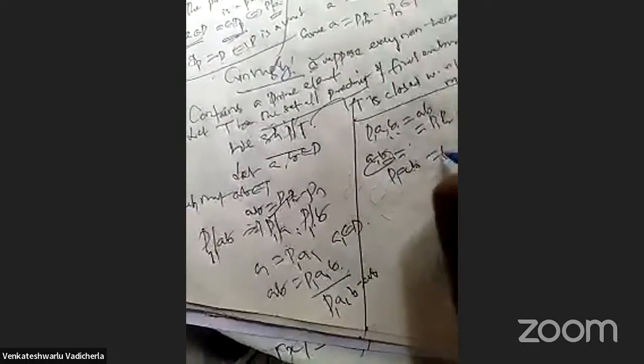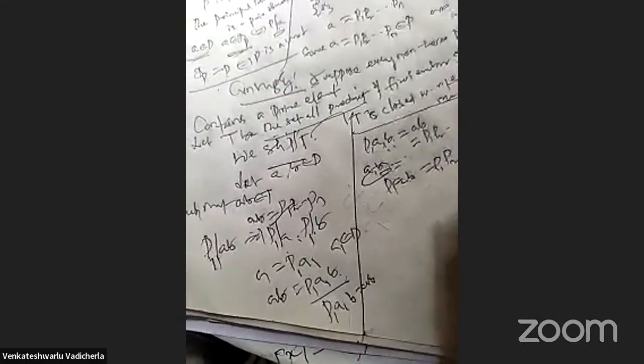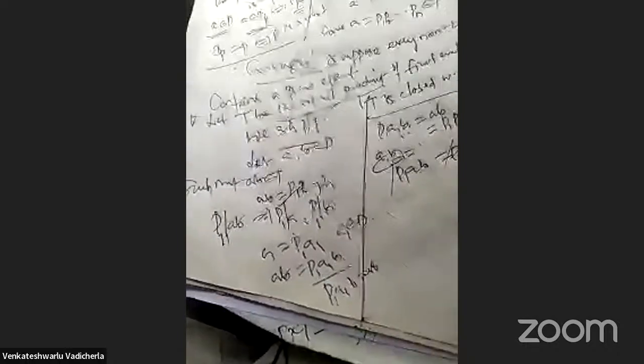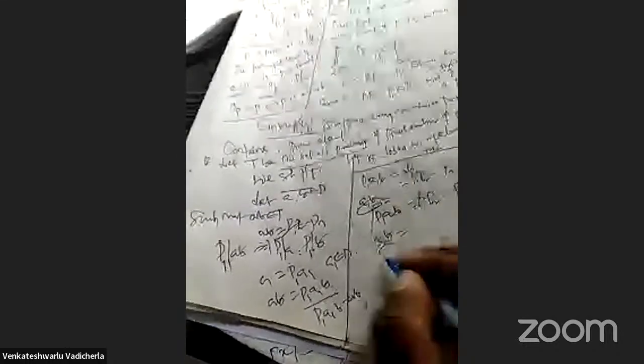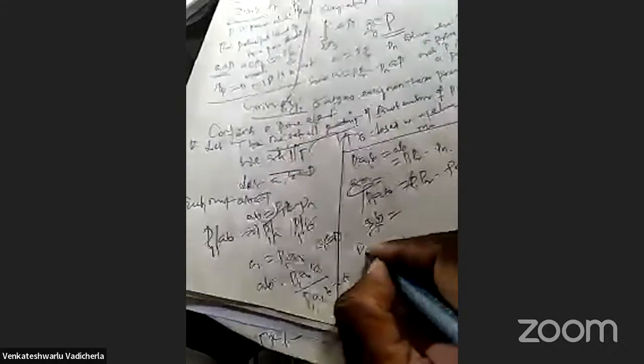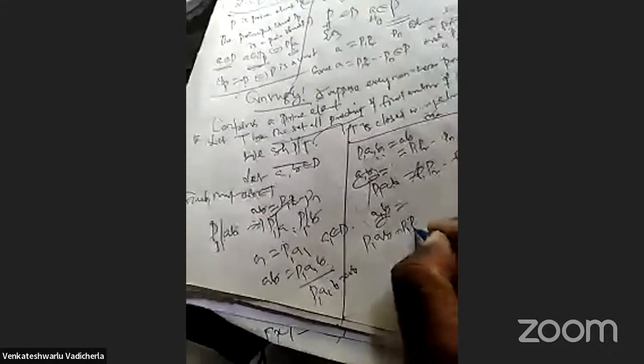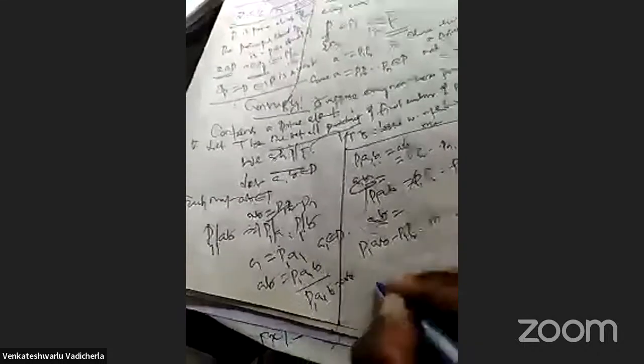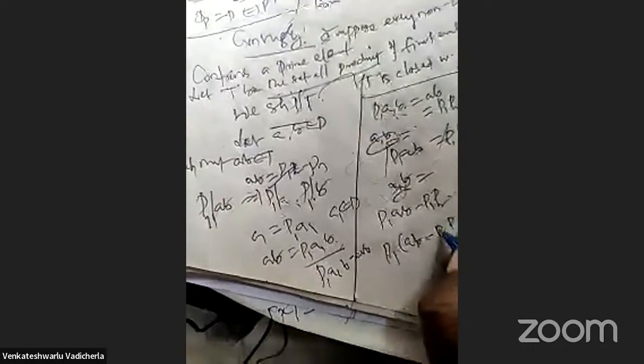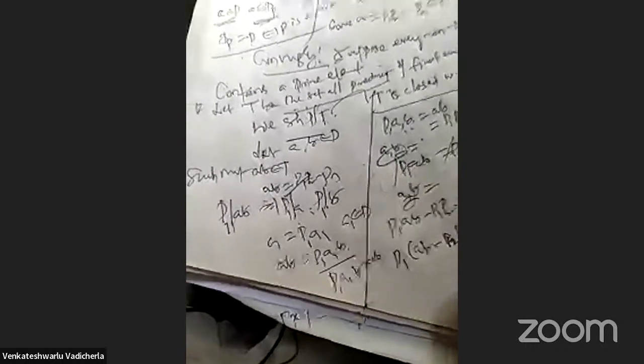So next, we take the second element. P1 times A1 B is equal to P1, P2 up to Pn. Here P1 cancels, indirectly. On the left-hand side, what is A1 B equal to? Using zero divisors, we take everything to the left side: P1 A1 B minus P1, P2 up to Pn is equal to 0. P1 is common, so P1 times (A1 B minus P2, P3 up to Pn) is equal to 0.